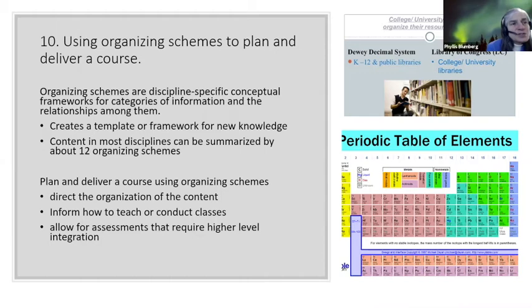So I have on the screen the 2 best examples of organizing schemes, and that's how librarians shelve their books or any in the library using either the Dewey Decimal System that we grew up with or the Library of Congress that most colleges and universities use. And then there's the periodic table of elements that chemists use. So those are the best known organizing schemes, but there are organizing schemes in all areas.